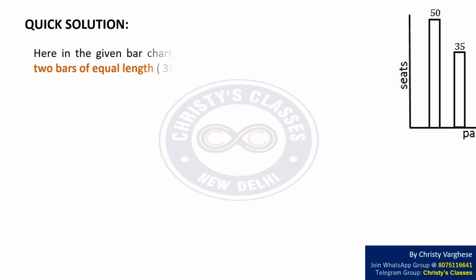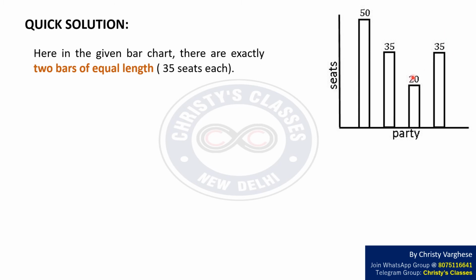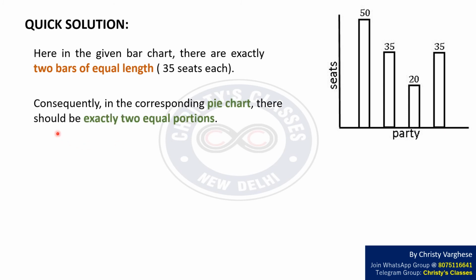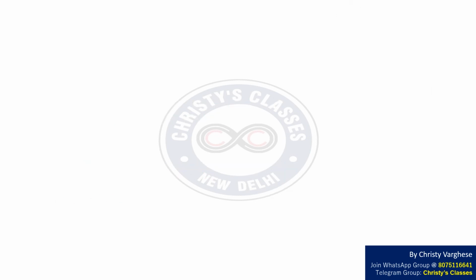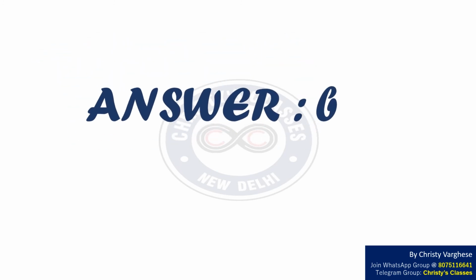Also, there is a quick solution to this question. Here, in the given bar chart, there are exactly 2 bars of equal length, that is 35 seats each, that is for Party 2 and Party 4, the 2 bars are of equal length. Consequently, we can say that in the corresponding pie chart there should be exactly 2 equal portions. And analyzing the options, we can clearly say that only option B has exactly 2 equal portions. So, the correct answer is option B.